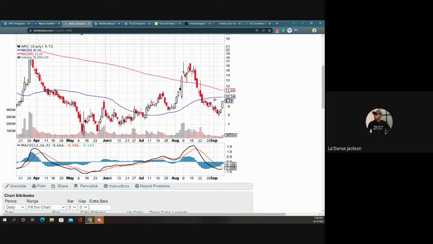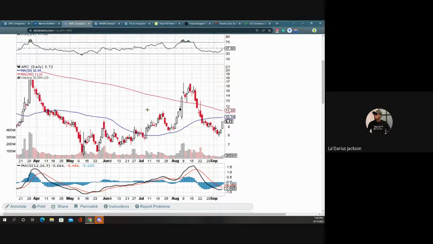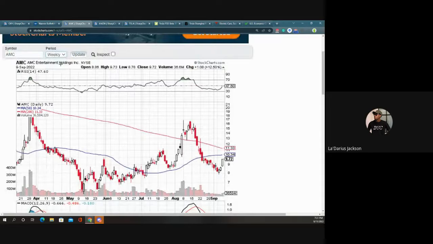to see if it can break above this 10.34 or above $10. See what happens after $10, because we'll be closer to that MACD crossover. And again, once we have that crossover, then we'll have a spike up in the share price. So that's AMC. We can look at the daily. Again, that's a short trade.